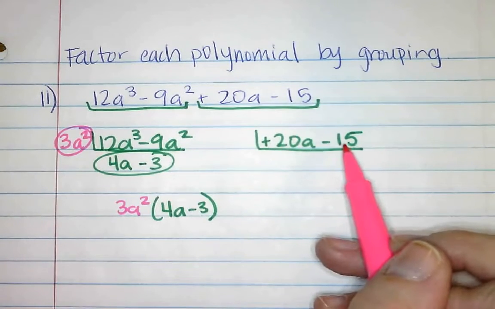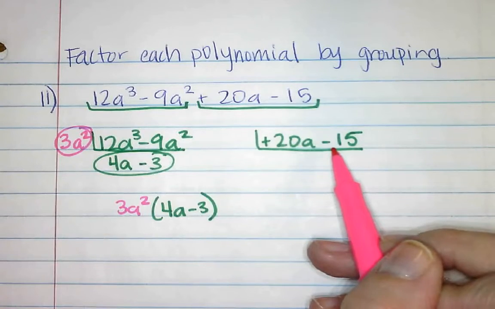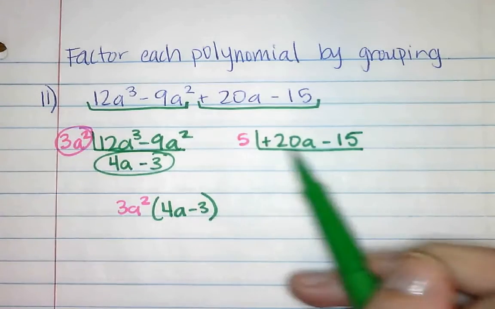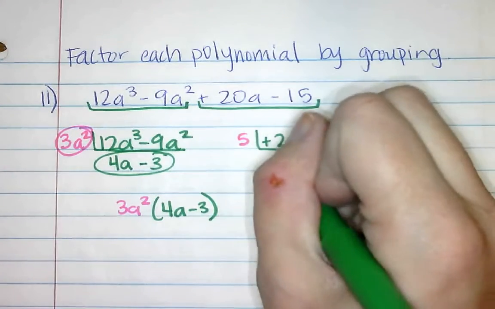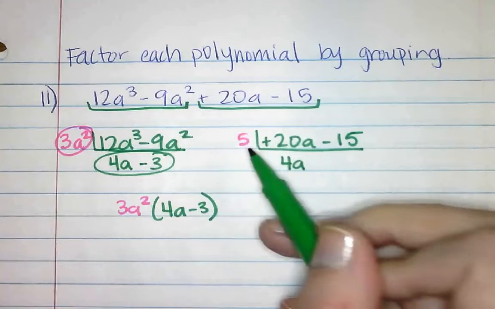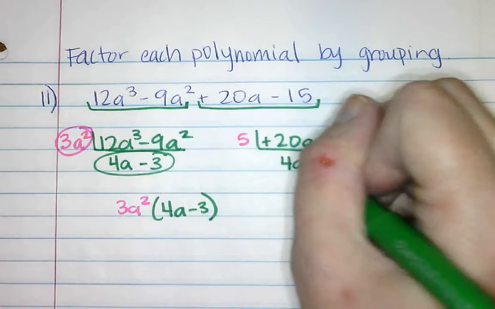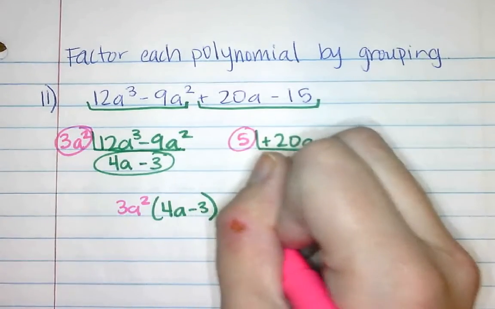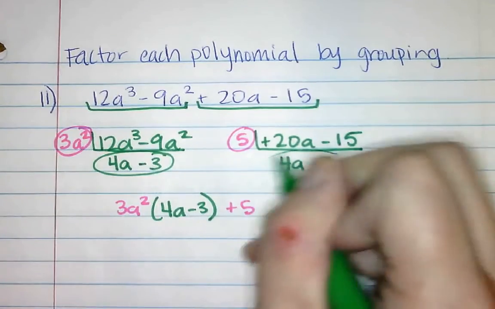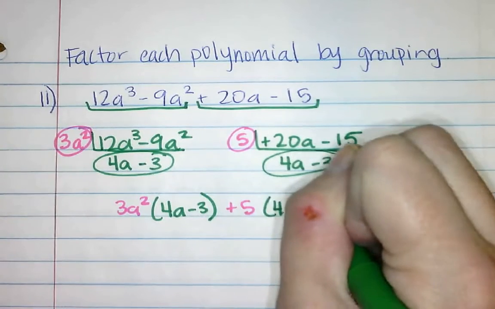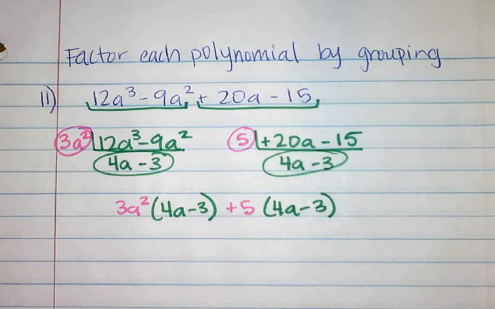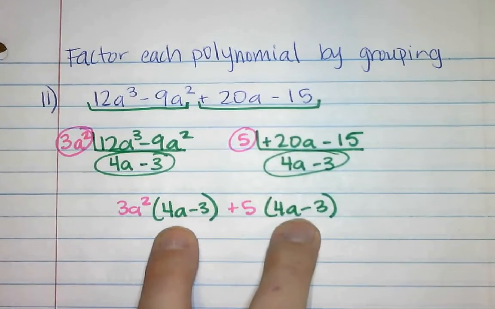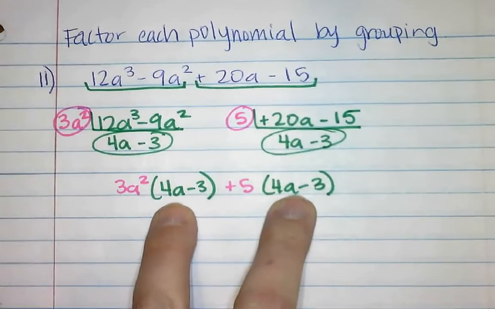Now check this out. What's 20a divided by 5? 4a. What's negative 15 divided by 5? Negative 3. Look what we did. Our GCF is plus 5 times 4a minus 3. We just made this factorable because we have that same binomial here. So now, technically, what can I take out of this right here?